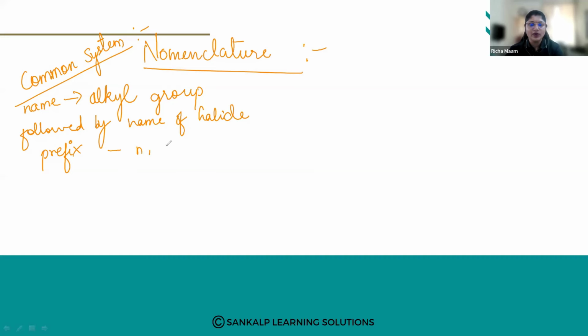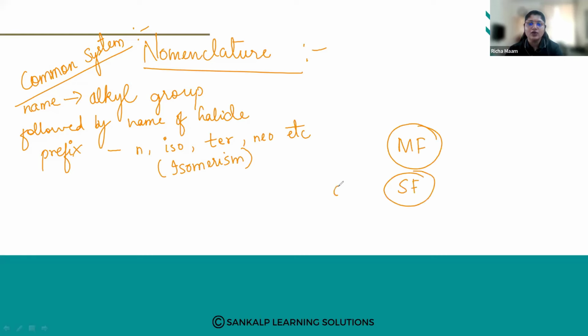Like N, iso, tertiary, and neo, etc. These are used to indicate the isomerism. Now what do you mean by isomerism? Isomerism means the molecular formula remains the same. The change will be in the structural formula. So this is called isomerism.